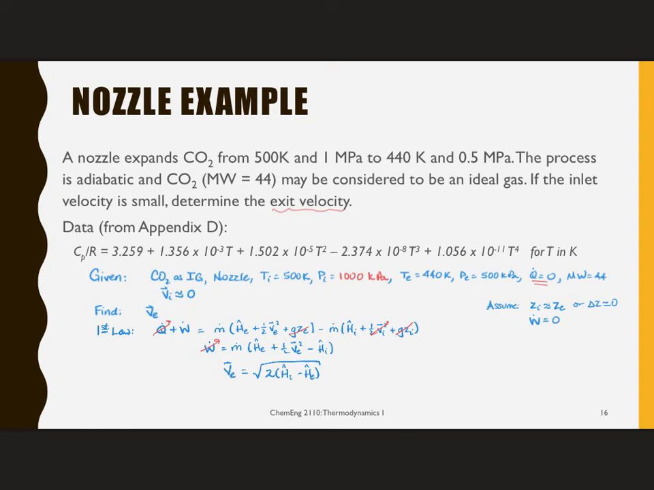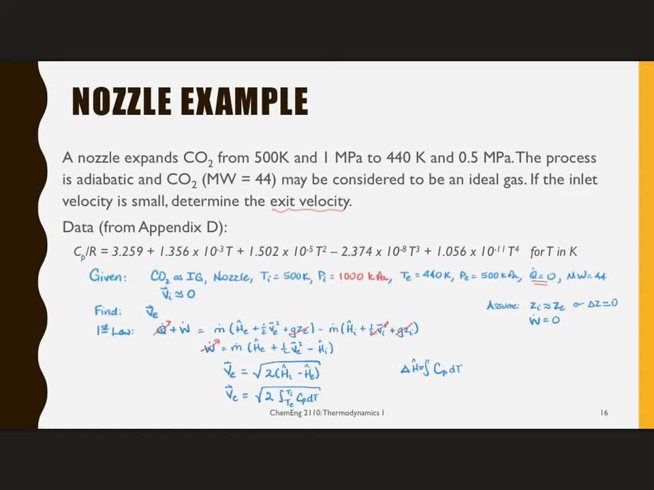All right. We have C sub P. I don't have a steam table for CO2, but recall that we said earlier that delta H is the integral of C sub P dT. So really what this is saying is that V sub E is going to be the square root of 2 times the integral from the exit temperature to the inlet temperature of C sub P dT.